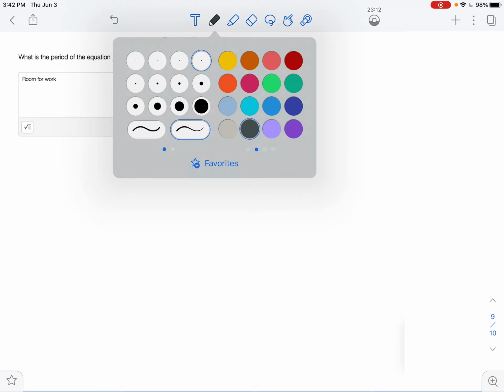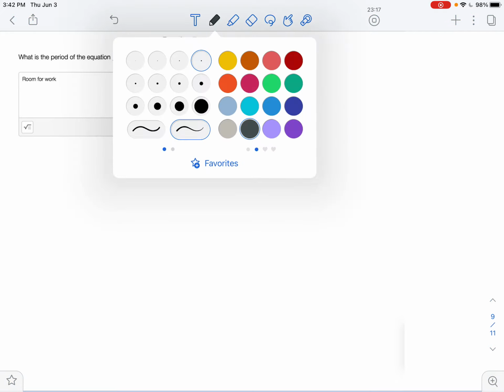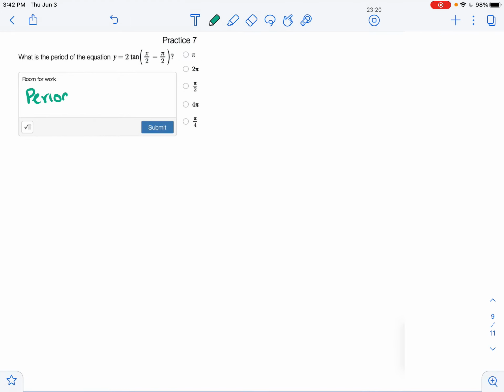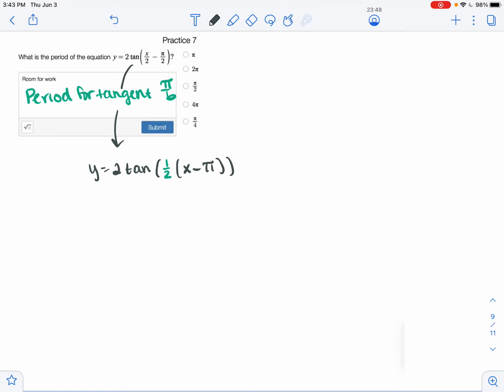Finding the period of this equation, again, period for tangent is pi over b. B is not immediately obvious in this form. Maybe for some of you it is, but I don't think it would hurt any of us to rewrite it in transformation form where we can reorganize this as a statement of x minus a quantity. Notice that if we take 1/2 out from the x and the pi, we'll be able to quickly identify that our b value is 1/2.